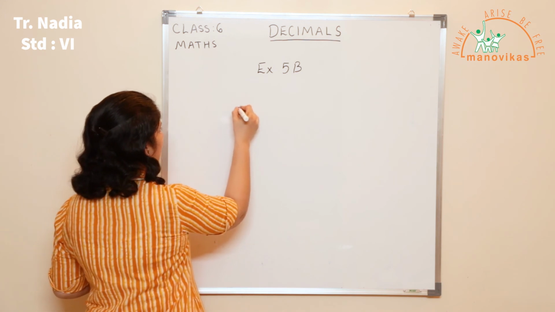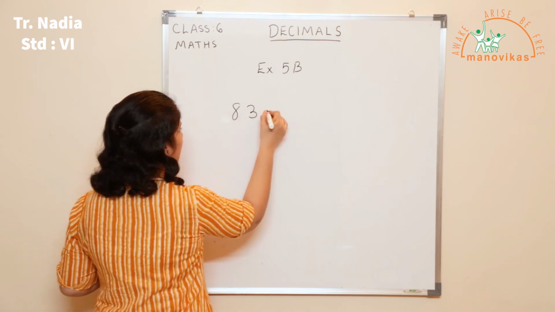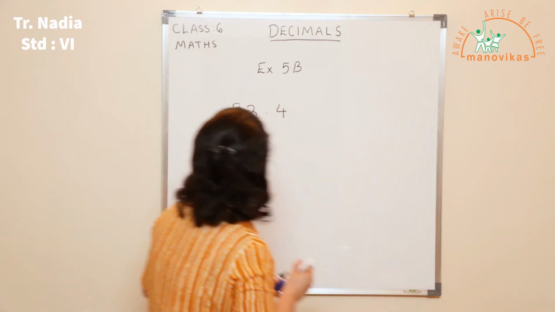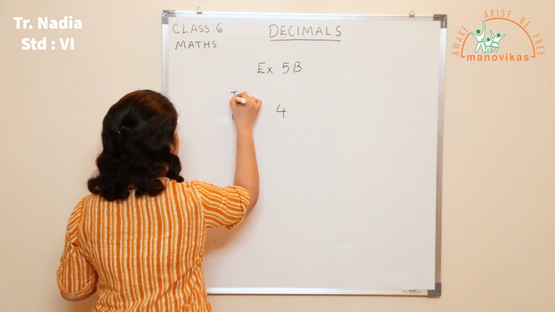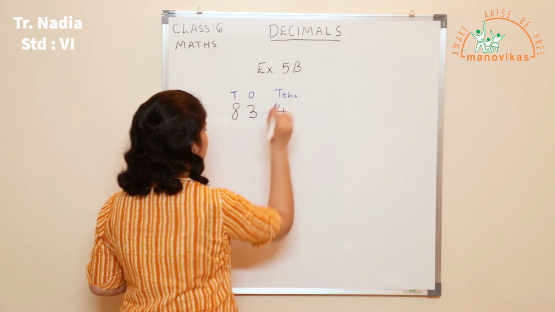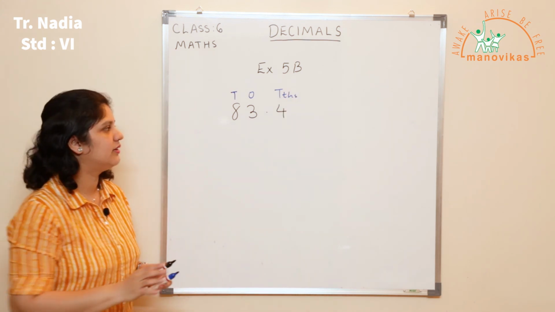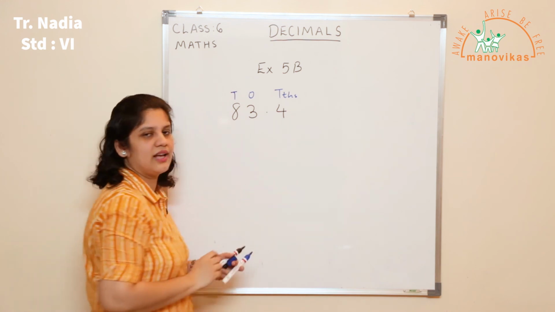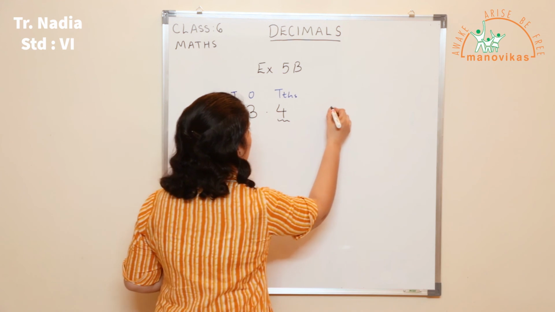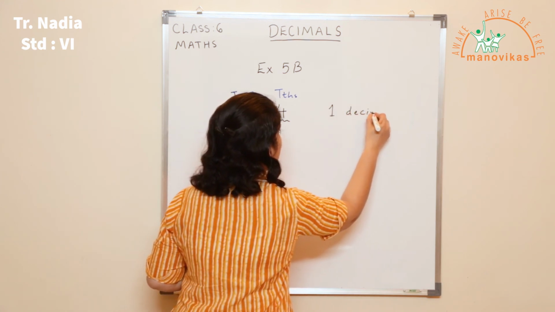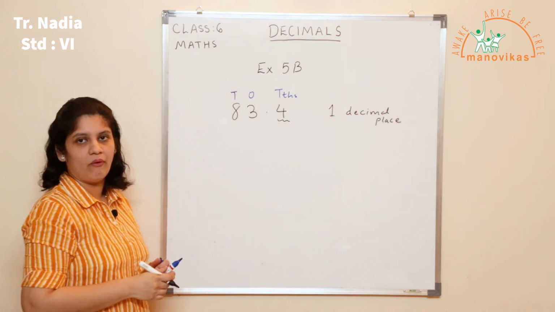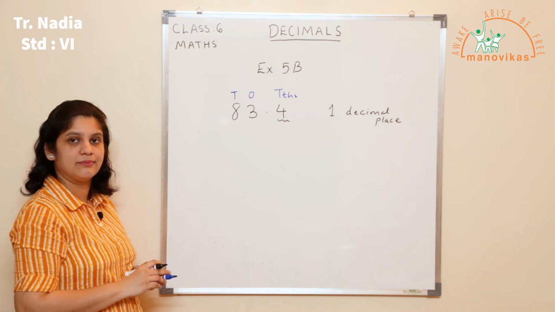Okay, now consider I have a decimal number 83.4. Okay, in this number 8 is in the tens place, 3 is in the ones place and 4 is in the tenths place. Okay, there is no digit in the hundredths or thousandths place. So I would say that this number has got one decimal place, since there is only one digit after the decimal point.